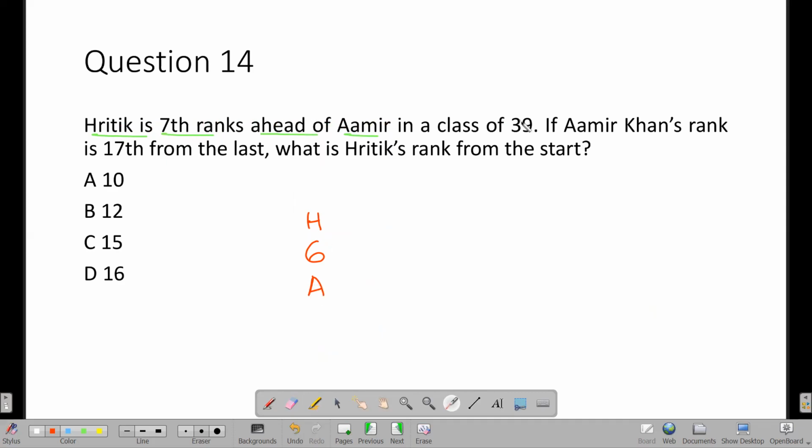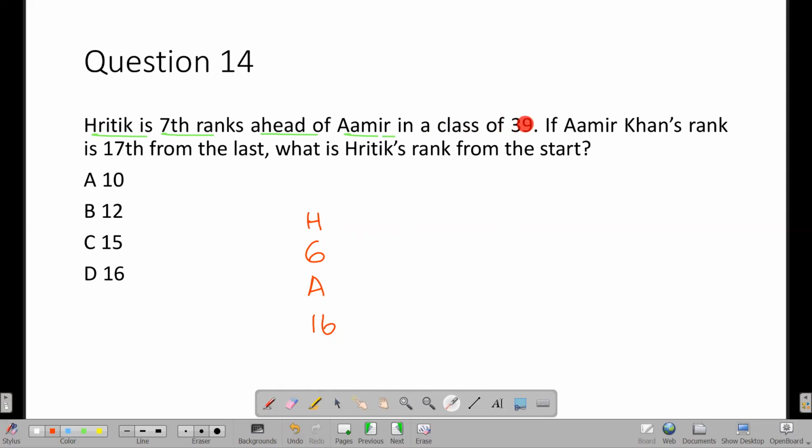Okay, the total number of students is 39. It is given Amir's rank is 17 from the last. 17 from the last means what? Following Amir, there should be 16 more people. So that 16 plus 1 will become 17. So you can see 16, 17, 23, 24. The total is now coming as 24.